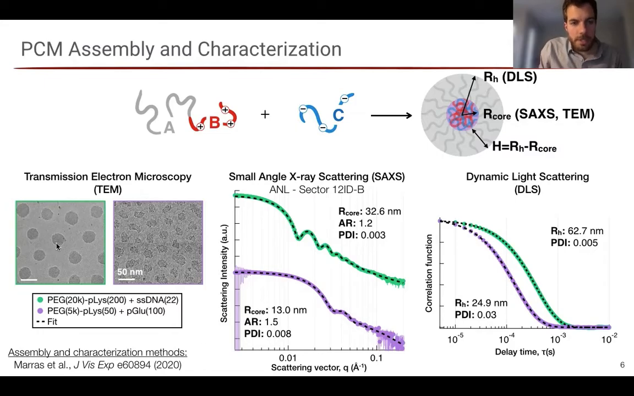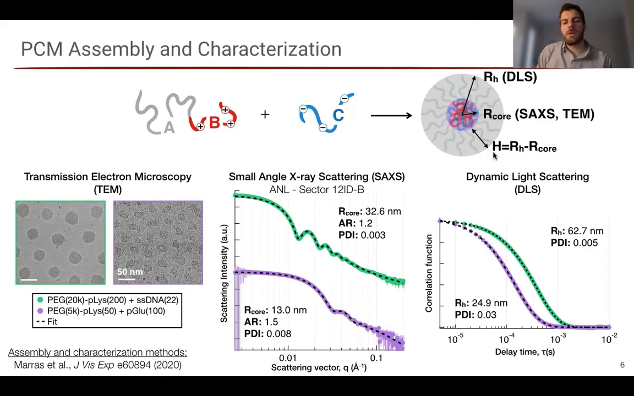Electron microscopy that's showing some core information. Small angle X-ray scattering. This is most of what I'll talk about today. This is done at Argonne. This is also the core size information across a couple orders of magnitude of size, which is really powerful. And then dynamic light scattering, which is giving us the hydrodynamic radius, or this larger like whole size of the micelle.